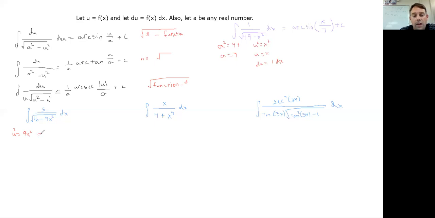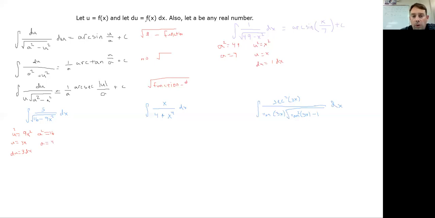And a squared would be equal to 16. Let's make sure that we have all the pieces we need. So that means u would be equal to 3x. We take the square root of both sides. So du equals 3 dx. I'm going to come back to that here in a second. A is 4.